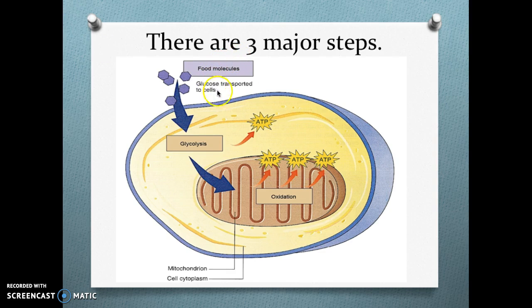And as you already know, and I said just a few minutes ago, there's three major steps. So there's glycolysis, the Krebs cycle, and the electron transport chain. And they all occur at different parts of the cell. So we're going to talk about each of those steps in a little bit more detail now.